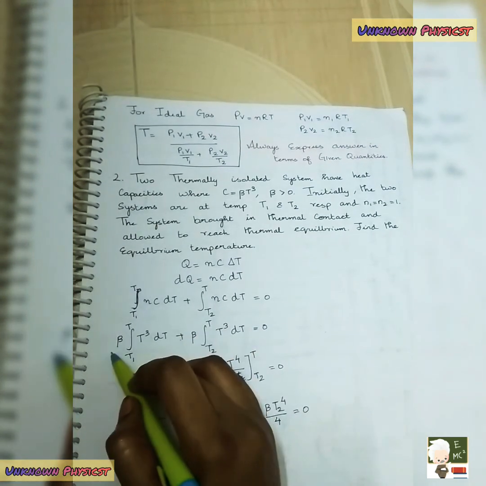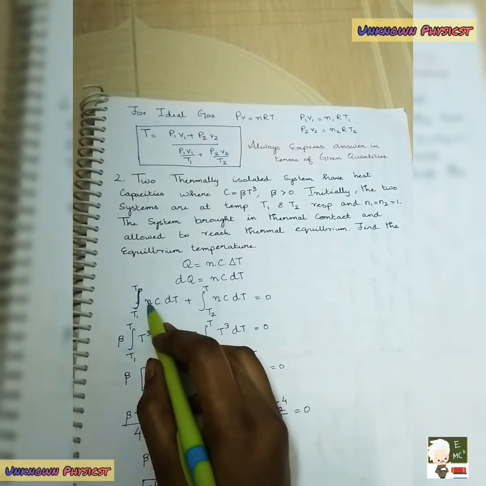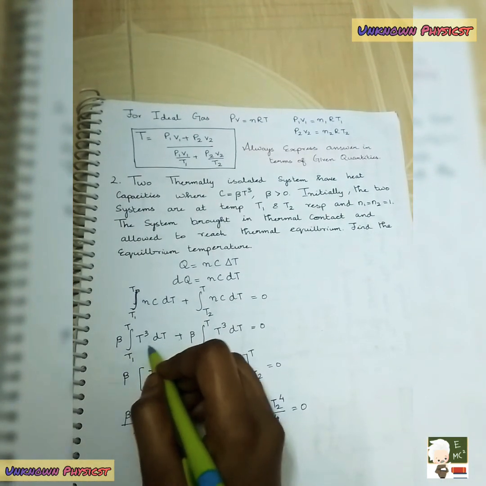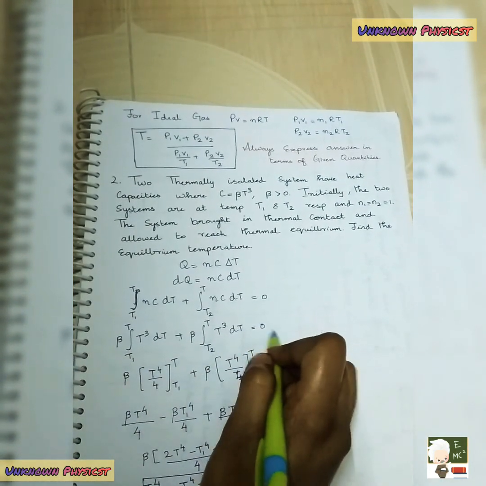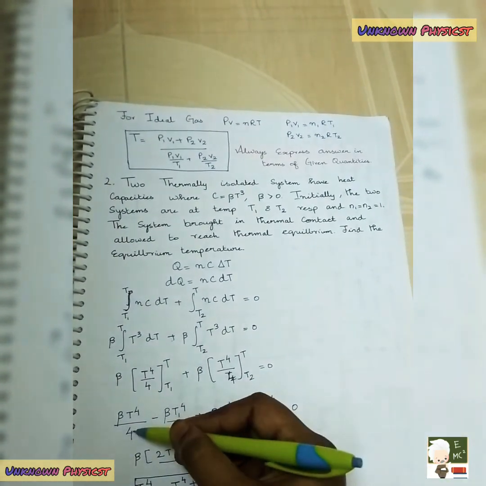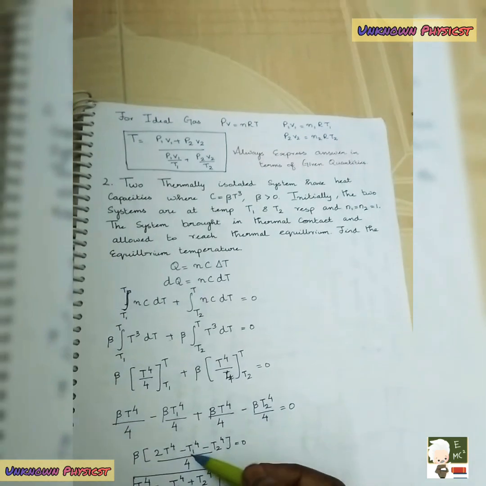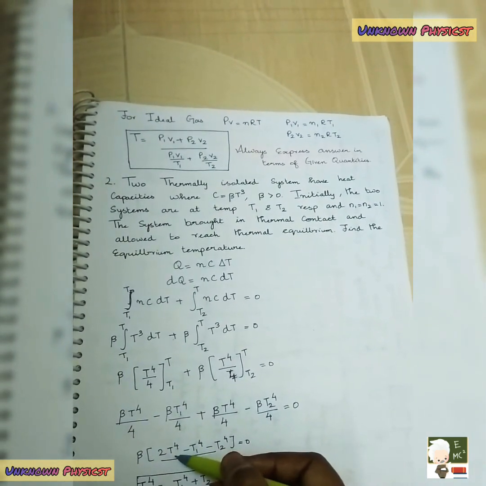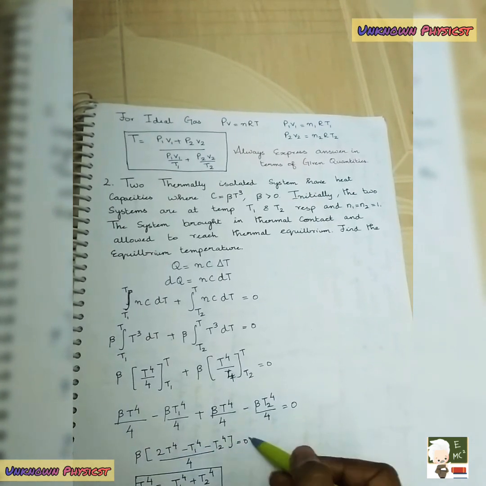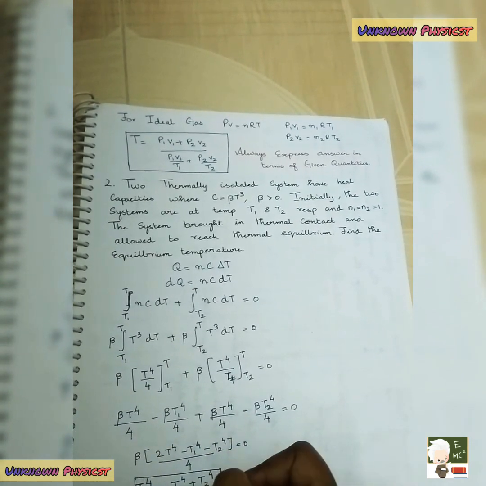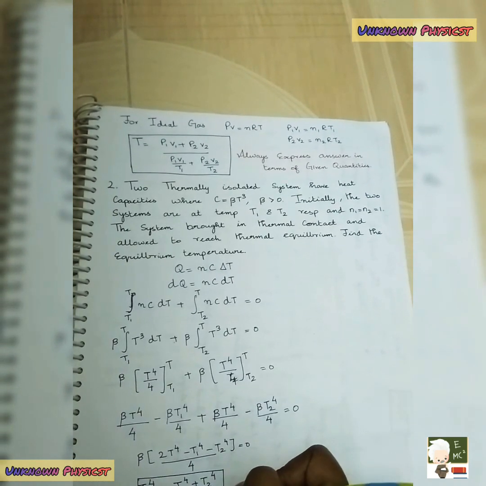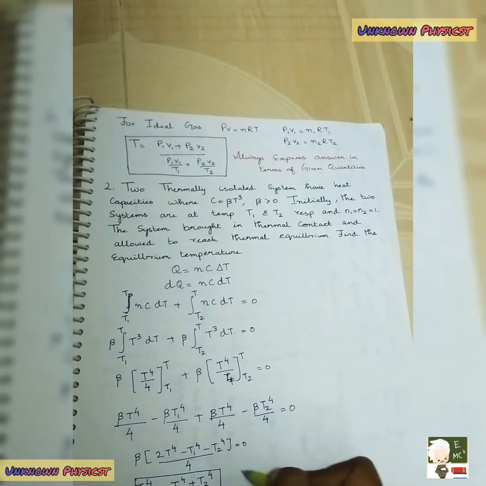T1 is the initial temperature of the first system and T2 is that for the second system. They are given C is equal to beta T cubed. So substituting that, and also they are given N1 and N2 are equal to 1, and integrating, T cubed becomes T power 4 by 4. By rearranging all this and substituting the limits, at last we will get this equation. So the equilibrium temperature is T power 4 is equal to (T1 power 4 plus T2 power 4) by 2. So this is the answer.